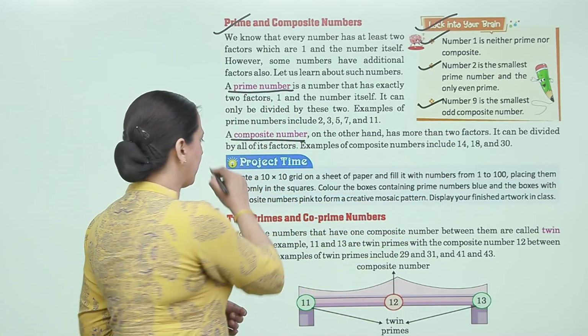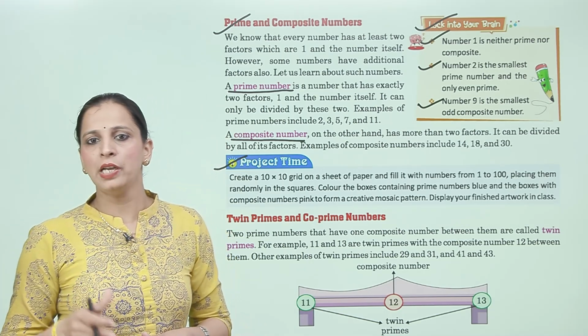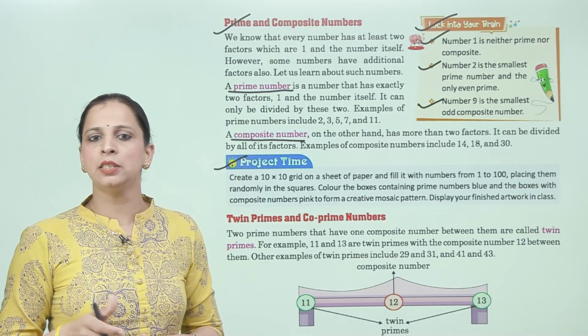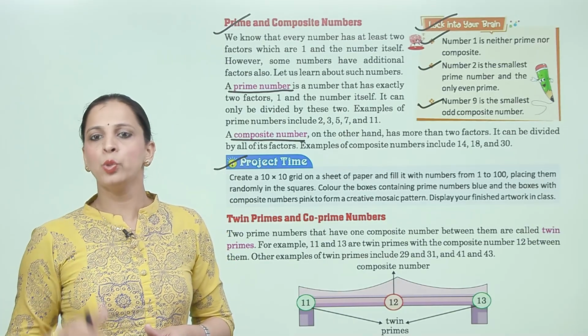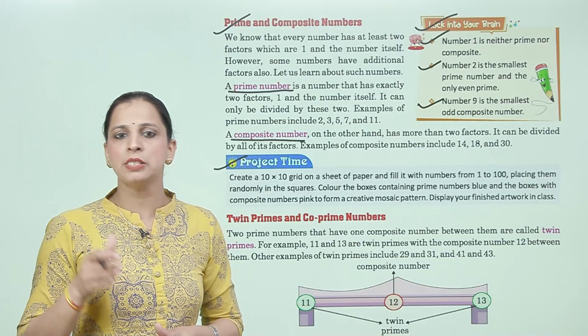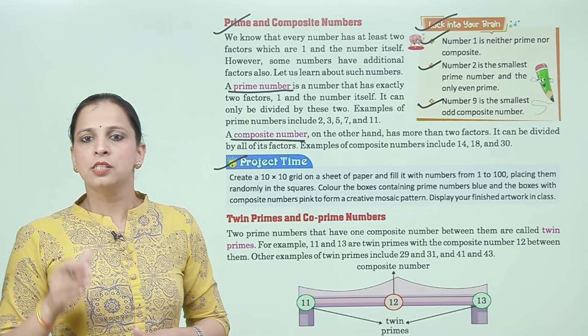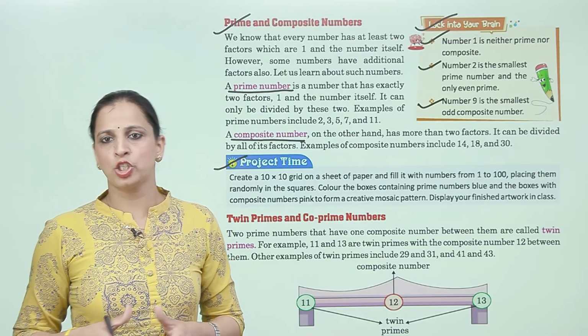Now, project time. Create a 10 by 10 grid on a sheet of paper and fill it with numbers from 1 to 100, placing them randomly in the squares. Color the boxes containing prime numbers blue and the boxes with composite numbers pink to form a creative mosaic pattern. Display your finished artwork in the class. So you will try the project yourself.